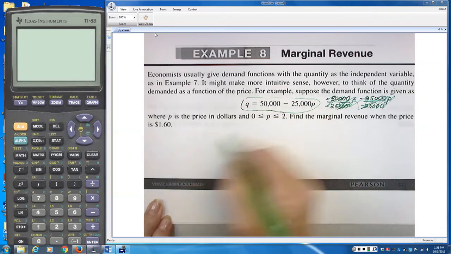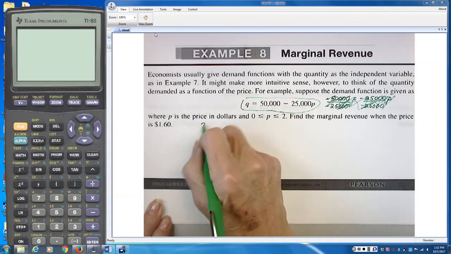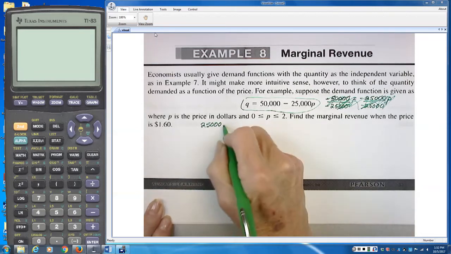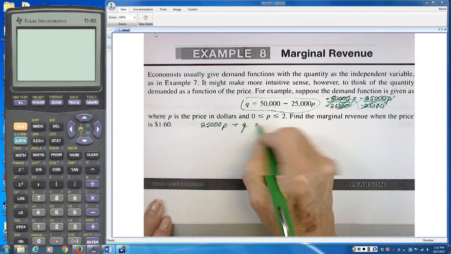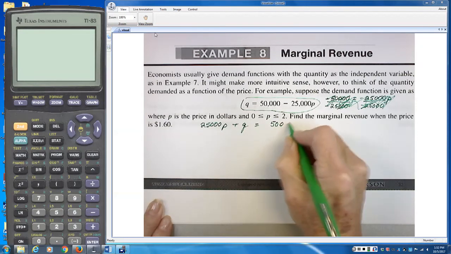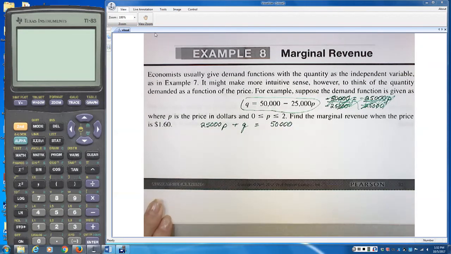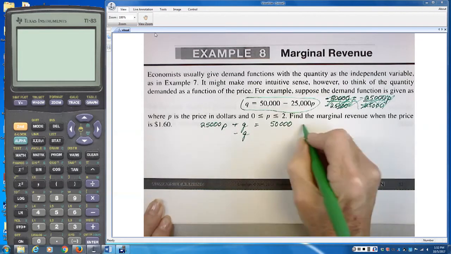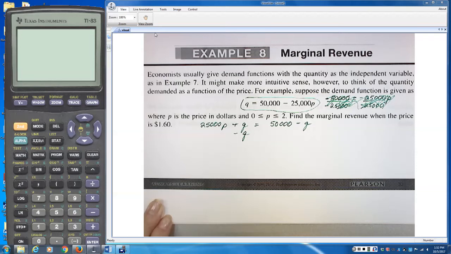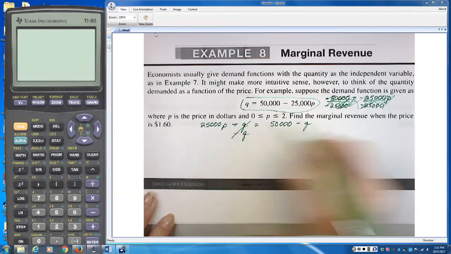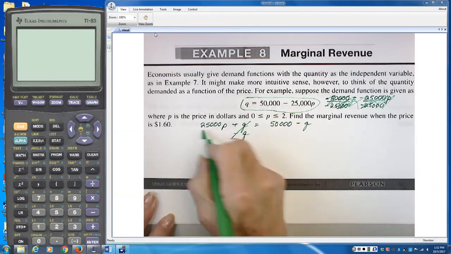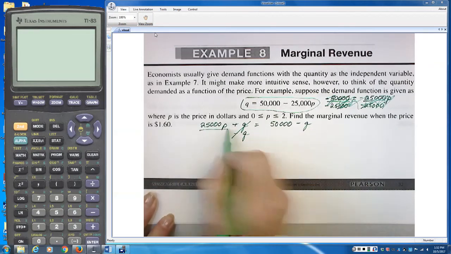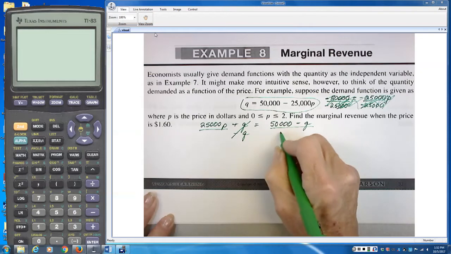Move the 25,000P over to the other side, it might make more sense this way. Plus Q is equal to 50,000, because it'll come out looking more like what we expect it to. And then subtract Q from both sides. So when we do that, then we have 25,000 times P is equal to 50,000 minus Q. Then we divide both sides by the 25,000.